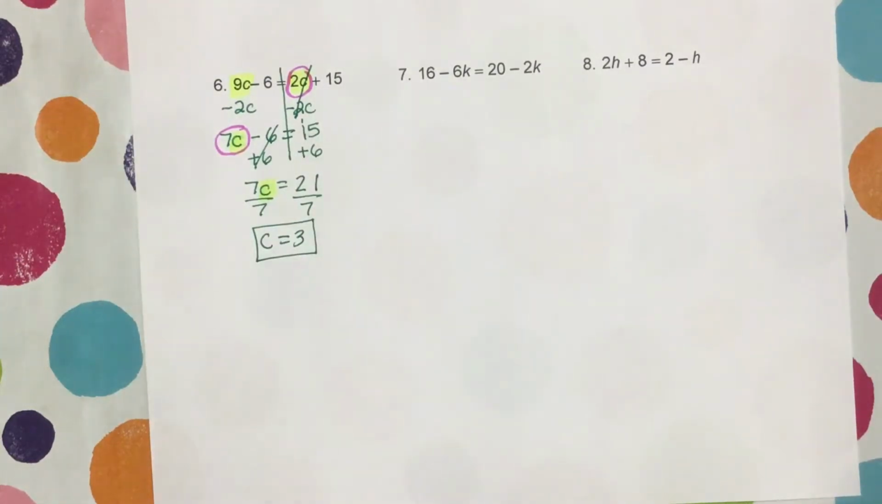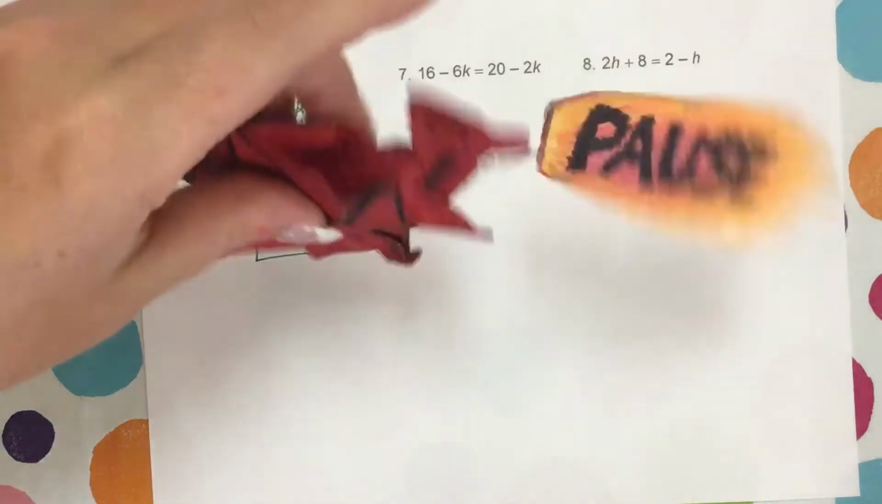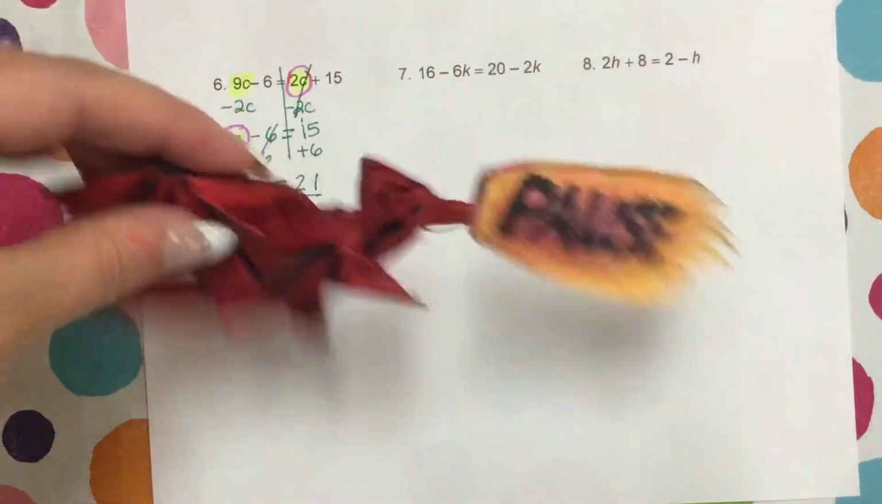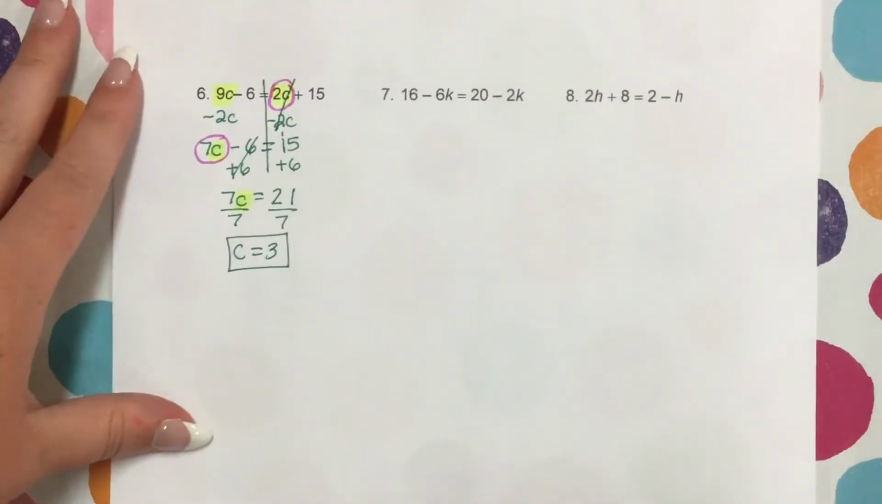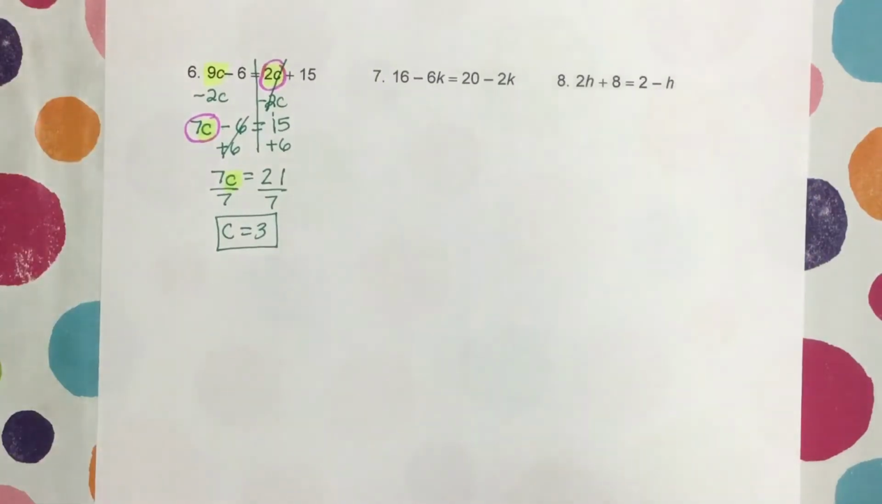So let's go ahead, and I want you to try to work out number 7 and 8. Go ahead and pause, work them out, and when you get done, press play, and we'll see how you did. Okay, see you in a bit. All right, we're back. Let's see how you did.